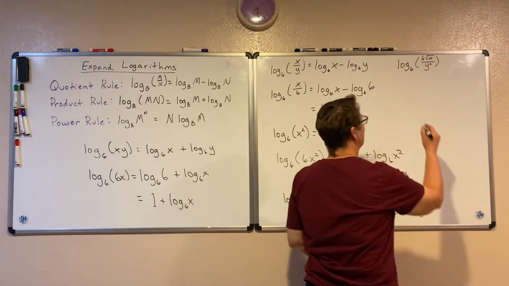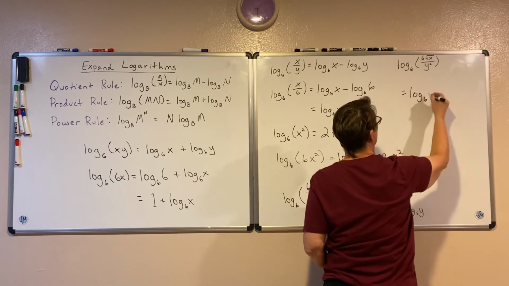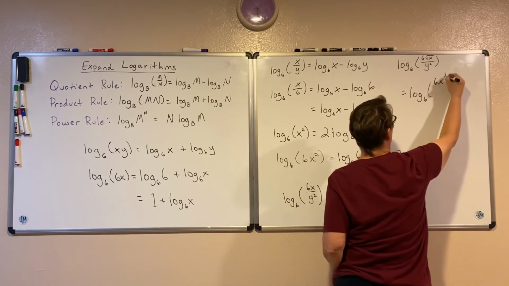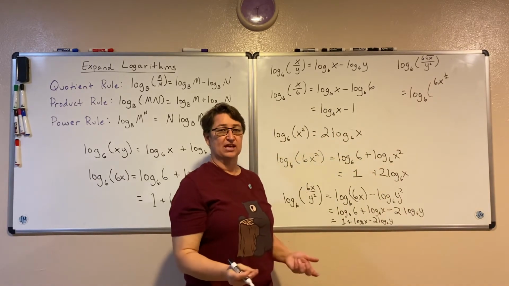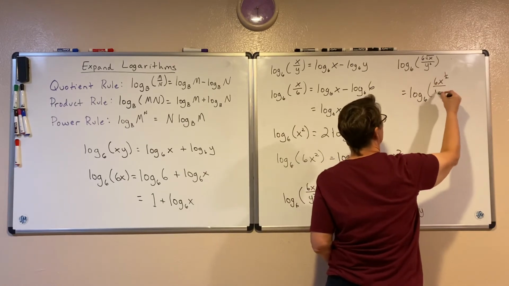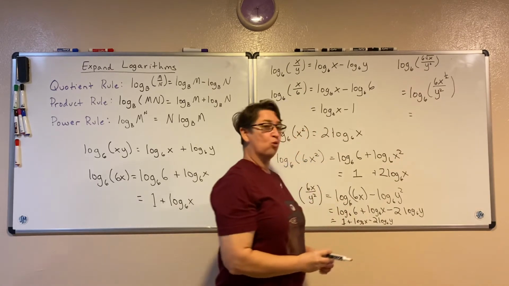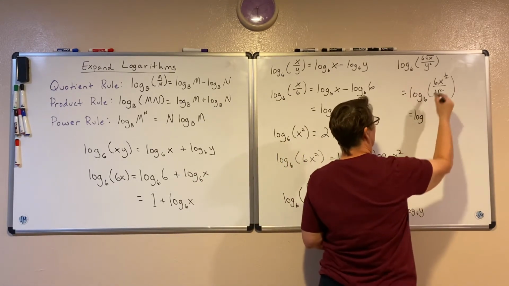Remember that we can write that square root with an exponent so that we have 6 times x to the 1/2 power. Raising it to the 1/2 power is the same as taking the square root. This means the same as that, over y squared. First, I'm going to use that quotient rule to separate the argument.